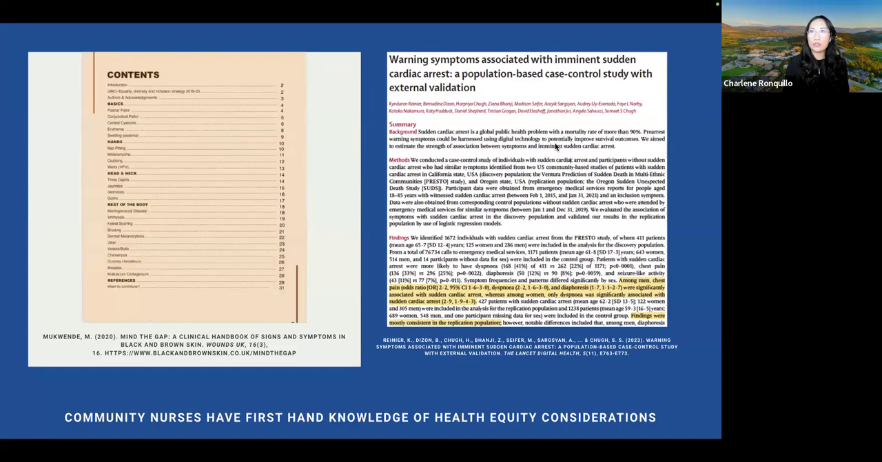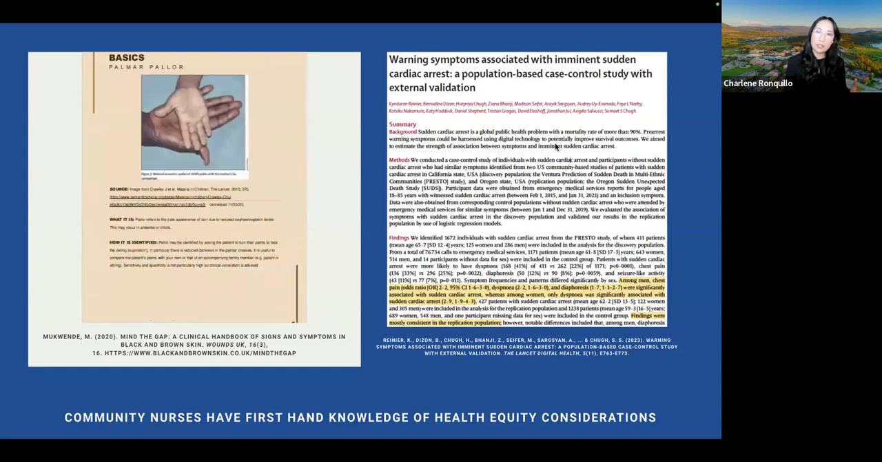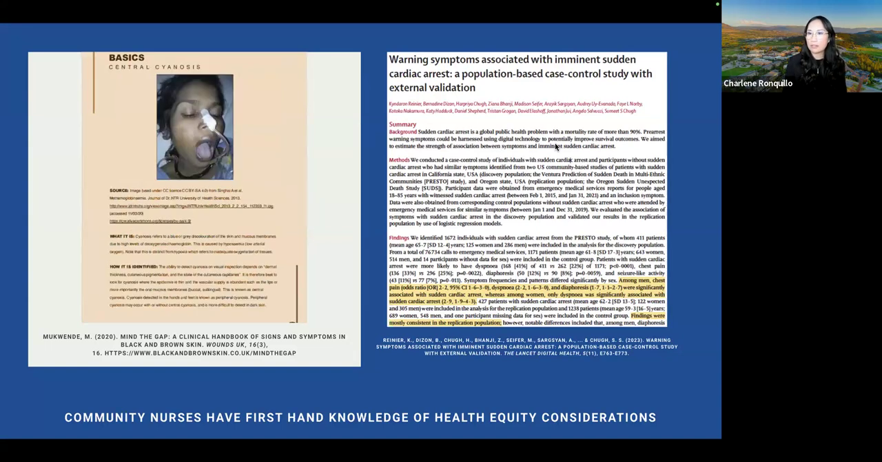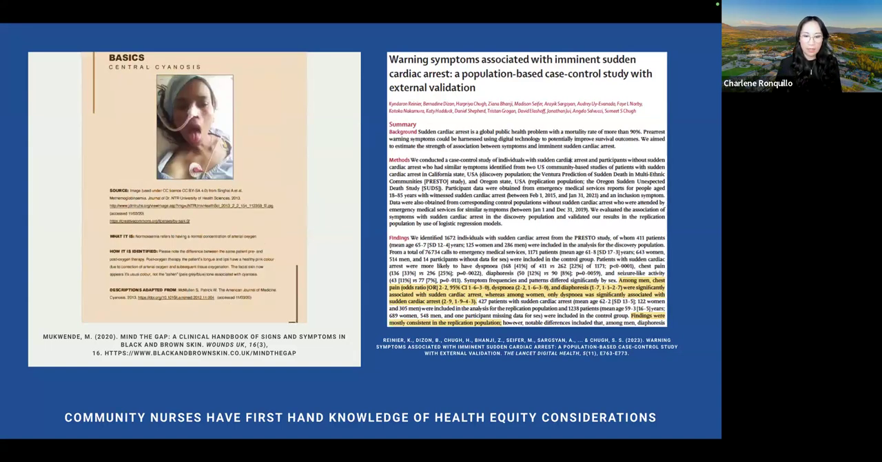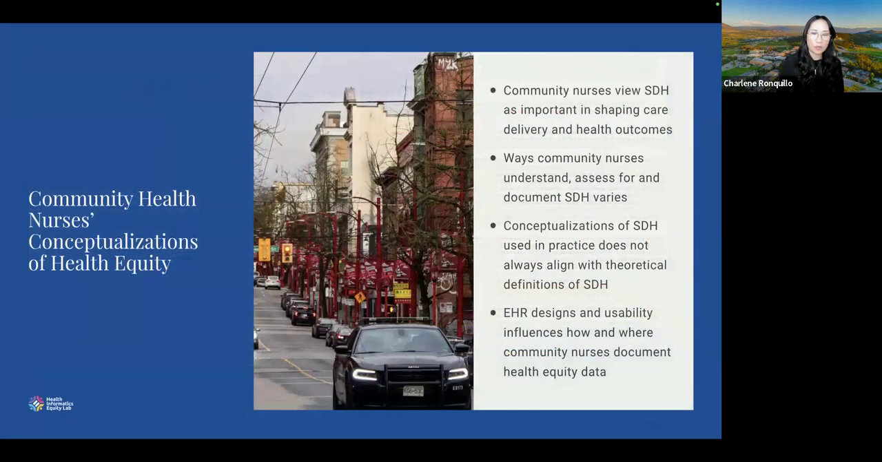That is not just these theoretical definitions of social determinants of health. I think we all know those, the textbook definitions, but how does that actually show up, and how does that actually matter for care? That's the driving force of a lot of this work.